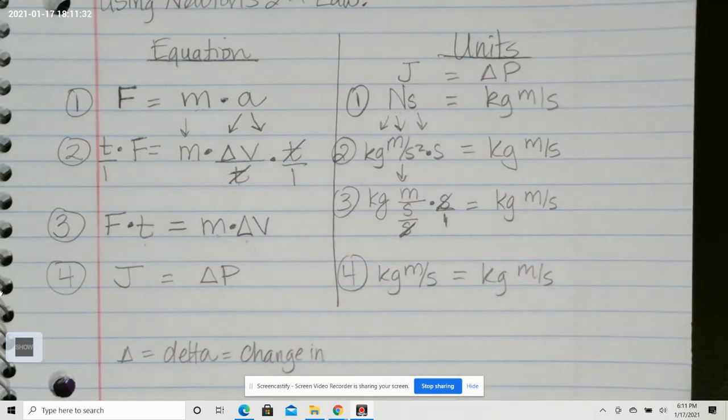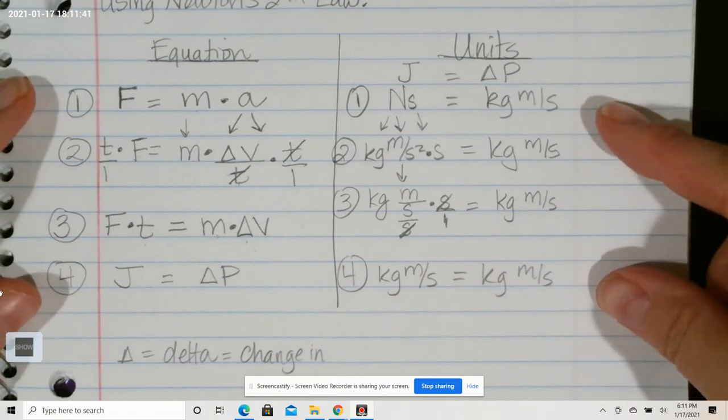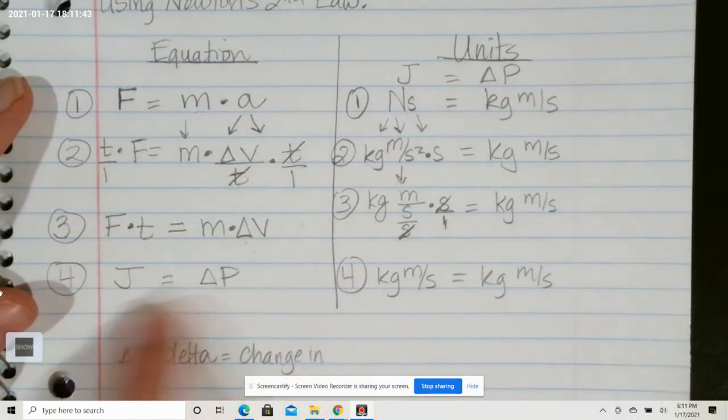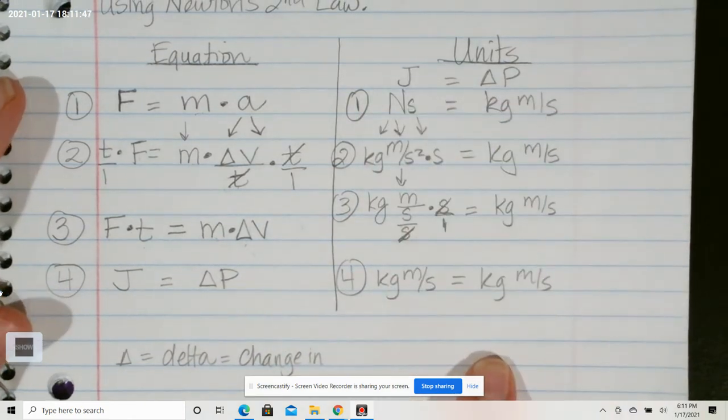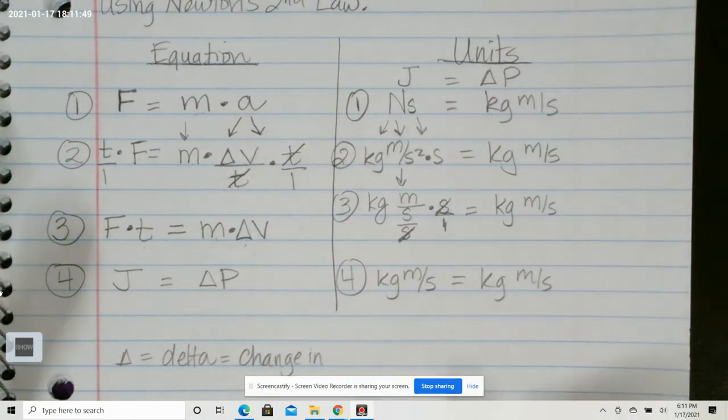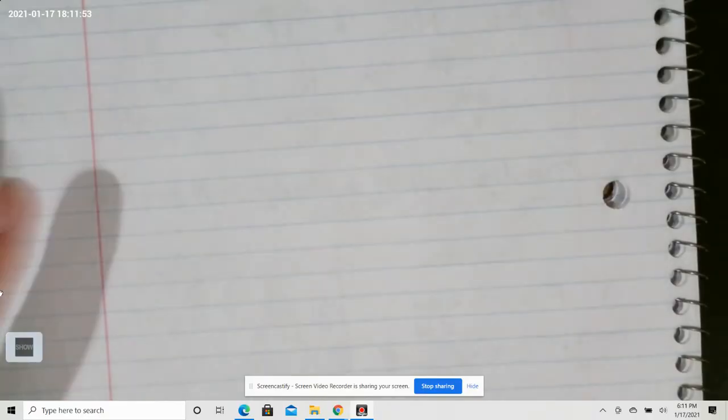So if you Googled the impulse momentum theory or theorem, they're going to tell you all of this information in words. All we did here is prove it. We took the equations and said how they equal each other, and then we took the units and showed how they equal each other. All right, let's do some practice. And we will talk more about that as time goes on.